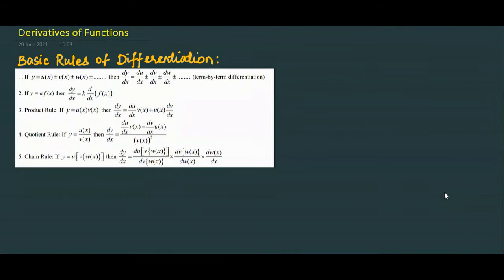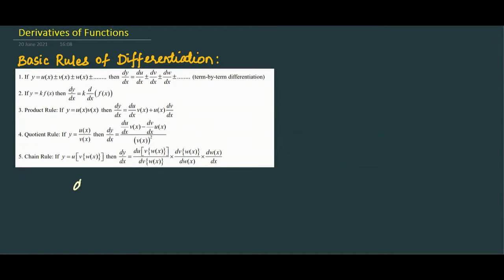Now, if we multiply a constant to a function and then differentiate it, it is the same as the derivative of the function multiplied by the constant. Next, we have the product rule or UV rule of differentiation. This is the third one, which is very important, the UV rule of differentiation.